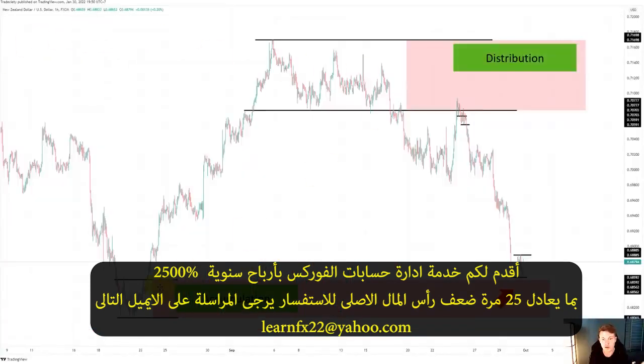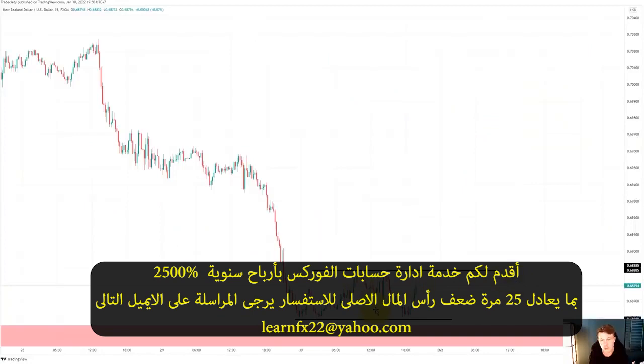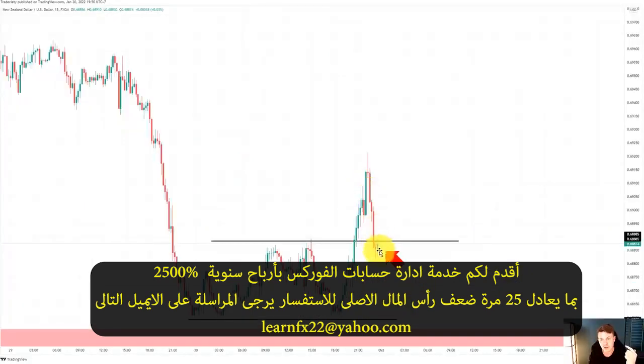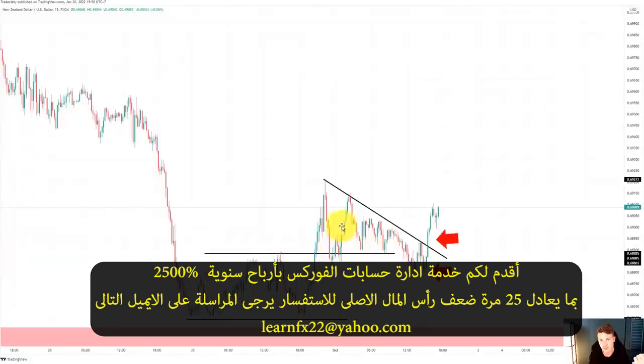You start on the 1 hour, you look for those zones, you wait for the market to get back there, you drop one time frame lower, you wait for the breakout, you wait for the retest on this time frame. Now you would drop to the lowest time frame, and there you could see this little move here would have been a very nice break and retest pattern.